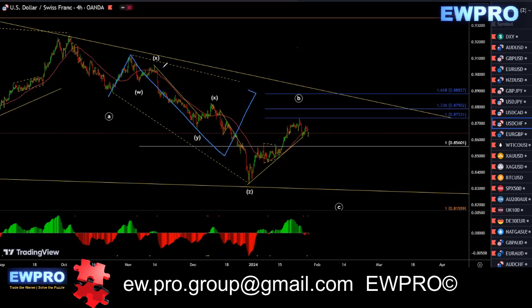I've been looking for a flat here. We did get that WXY X2 and the Z down. We lost all the bullish divergence with that wave Z down. I wasn't expecting this wave Z to go as far. I was just thinking it would break that low.